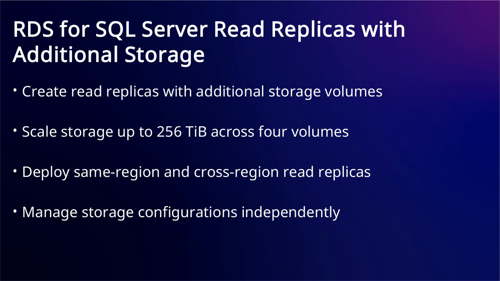You can deploy these read replicas in the same region or across regions to support your availability and latency requirements. The replica preserves the storage layout of the source instance during creation, and afterward you can manage storage volume configurations independently on the source and replica instances. This feature is available in all AWS commercial regions and AWS GovCloud US regions through the AWS Management Console, AWS CLI, or AWS SDKs.